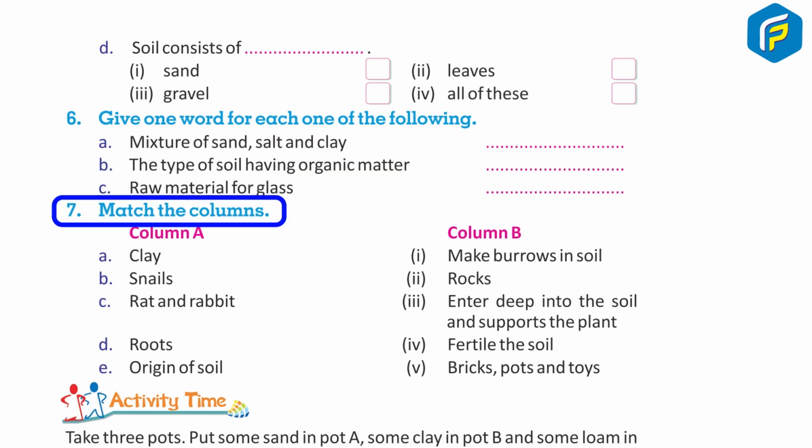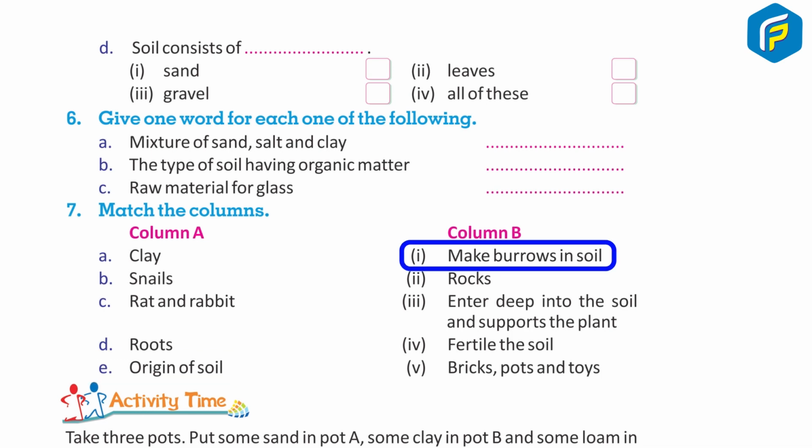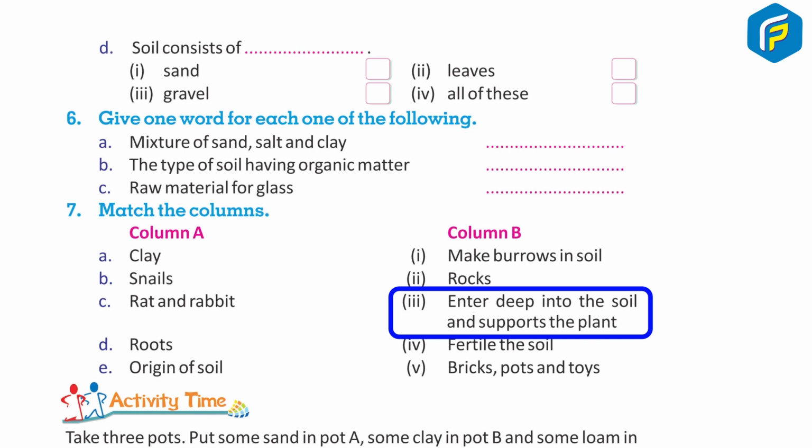7. Match the columns. Column A, column B. A. Clay, B. Snails, C. Rat and rabbit, D. Roots, E. Organ of soil. 1. Make burrows in soil. 2. Rocks. 3. Enter deep into the soil and support the plant. 4. Fertilize the soil. 5. Make pots and toys.